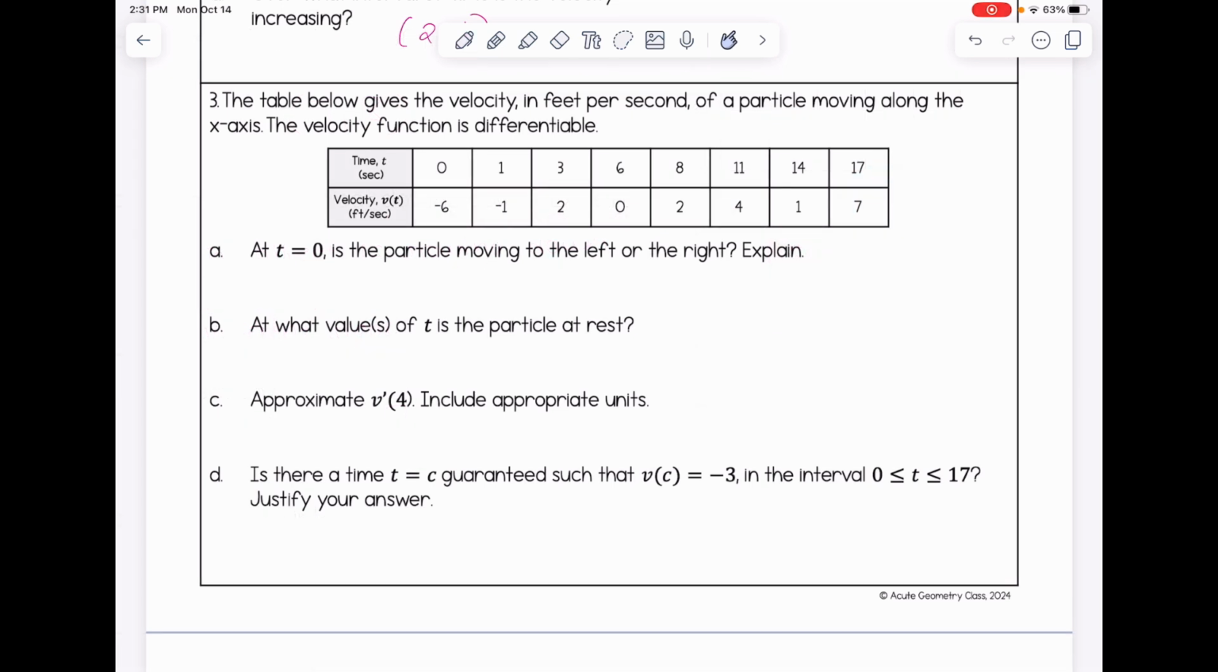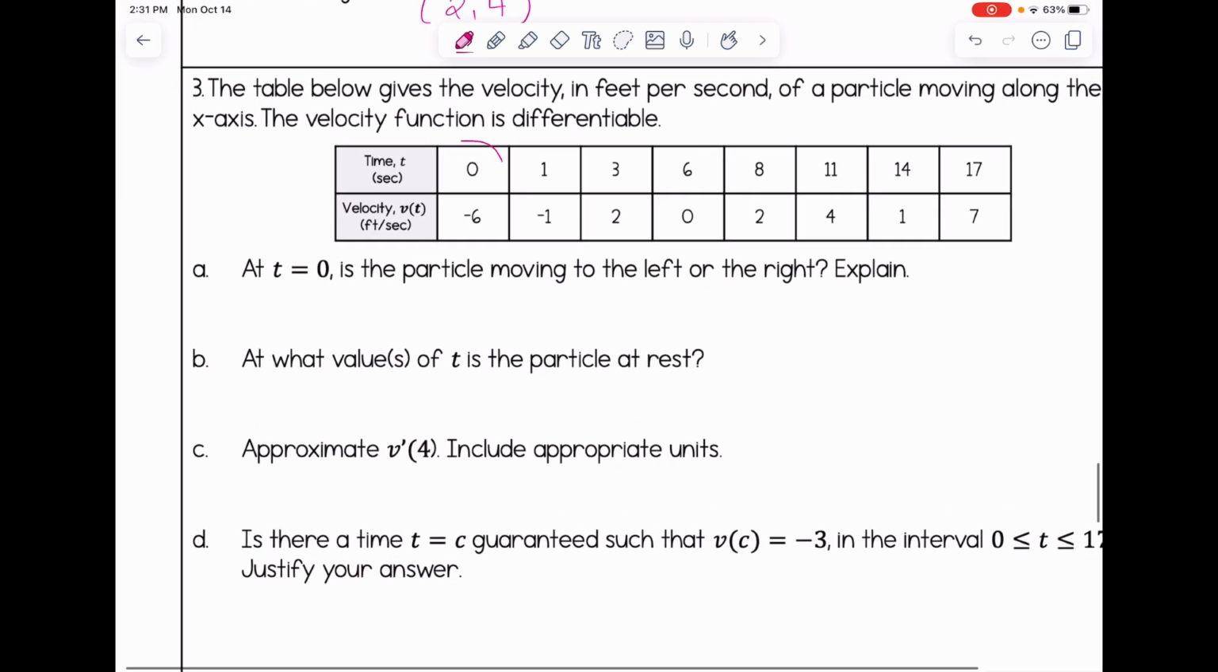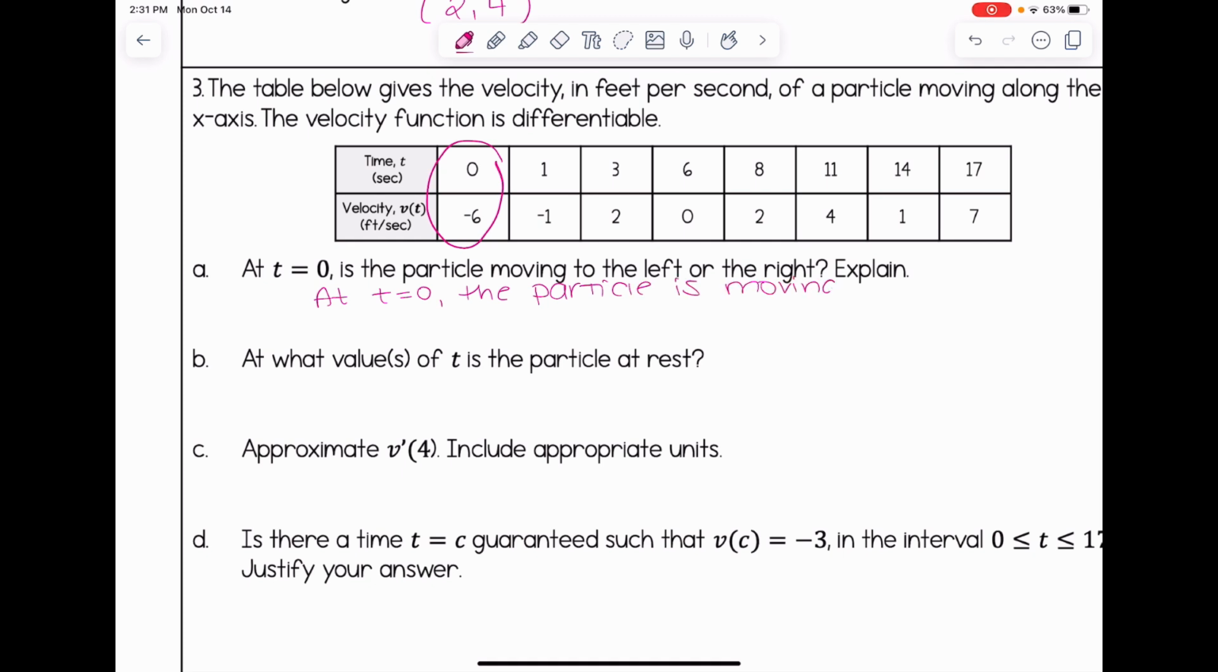All right, for number 3, we're going to look at an example with a table. So it gives us the velocity in feet per second of a particle moving along the x-axis, and it tells us the velocity function is differentiable. All right, for part A, at t equals 0, is the particle moving to the left or the right? Explain. So we're taking a look at this part of our table here. So I'm going to say at t equals 0, the particle is moving to the left, because the velocity is negative.